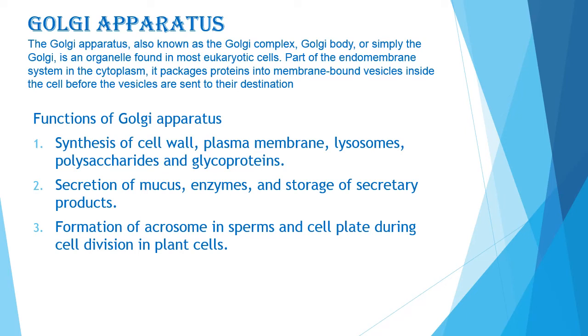The Golgi apparatus acts as a way station or assembly area for the storage, processing and packaging of various cellular secretions. It packages materials synthesized in the cell and dispatches them either to intracellular targets such as the plasma membrane and lysosome, or to extracellular targets. Other functions of the Golgi apparatus are synthesis of cell wall, plasma membrane, lysosome, polysaccharides and glycoproteins, secretion of mucus and enzymes, storage of secretory products, formation of the acrosome in sperms, and the cell plate during cell division in plant cells.